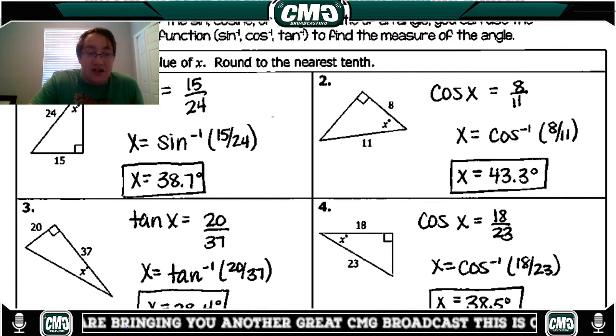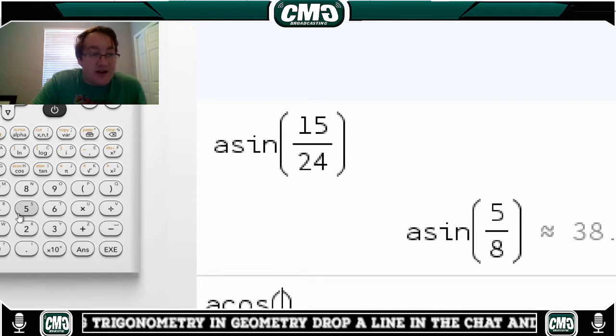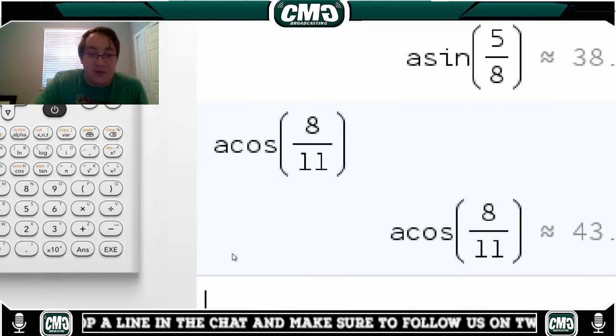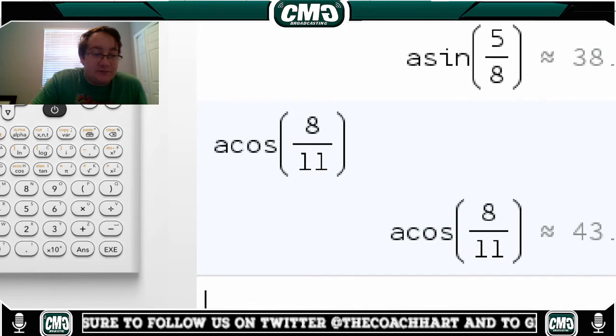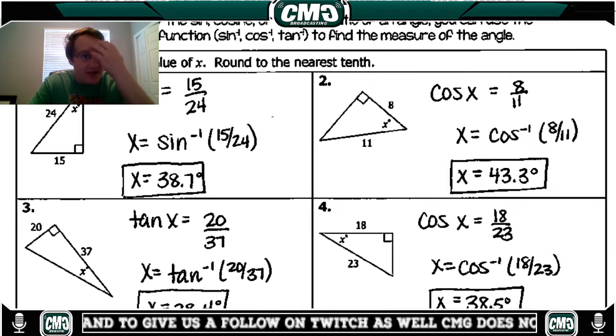So just seeing here, the inverse cosine of 8 over 11, we'll switch back over to our graphing calculator. We just hit the same thing. Shift, cosine, 8 divided by 11. And we get 43.34. And if we switch back over to what we've got, you notice 43.3 is what we get there.